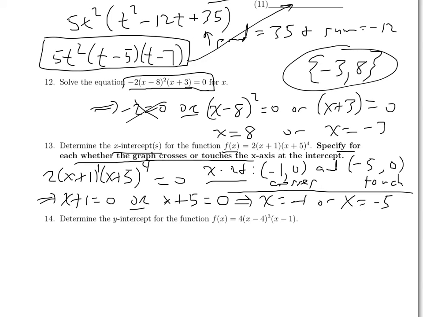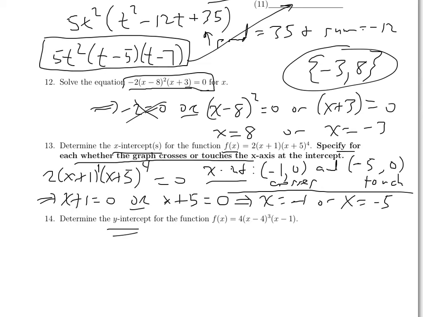So the rule we have is that each of the factors gives us an intercept. If the factor is raised to an odd power, then the graph crosses the x-axis at that intercept. And if the factor has an even power, then the graph just touches the x-axis at that intercept.